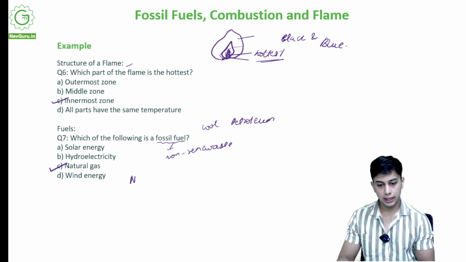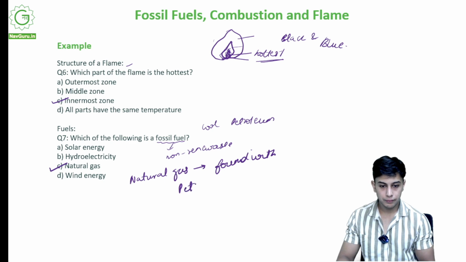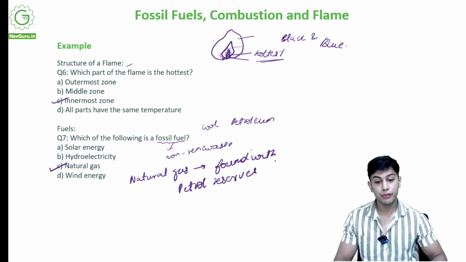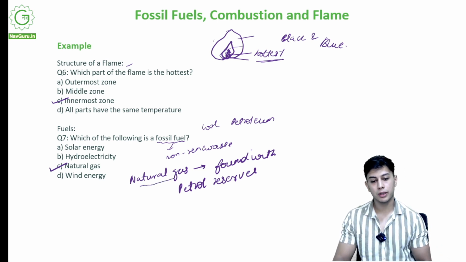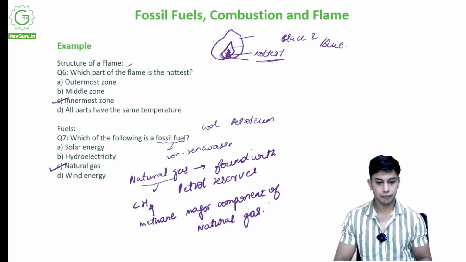Alright, natural gas is found with petrol reserves. What do you mean by petrol reserves? Where petrol is found, you will find natural gas over there as well. It is not found from petrol but with petrol. Alright, so natural gas. What was the formula of natural gas? CH4. Methane is the major component of natural gas.